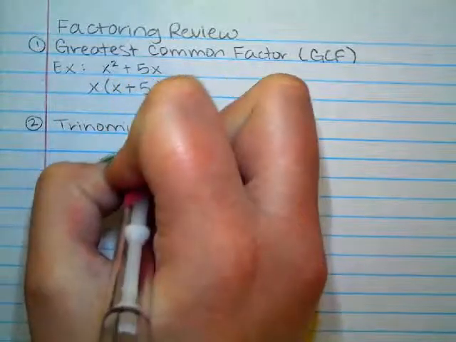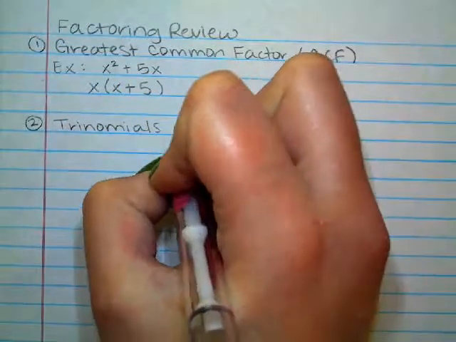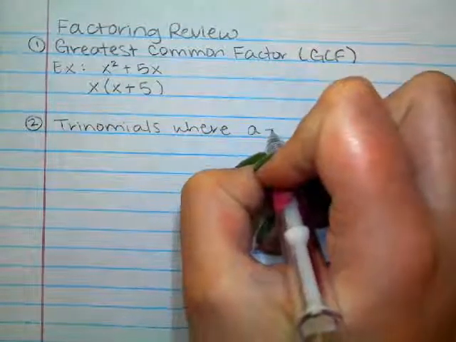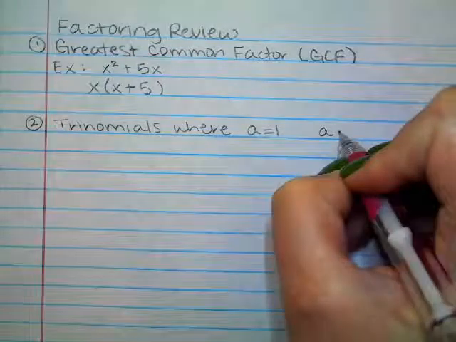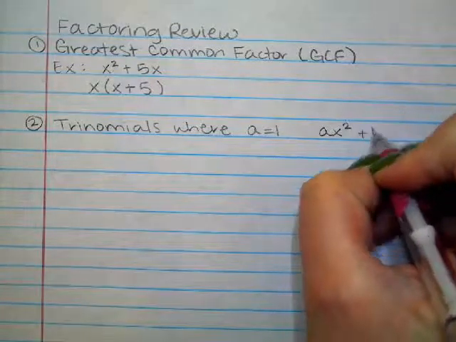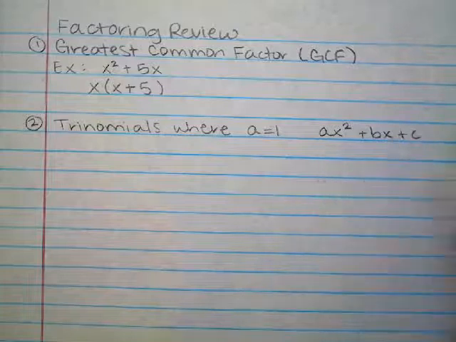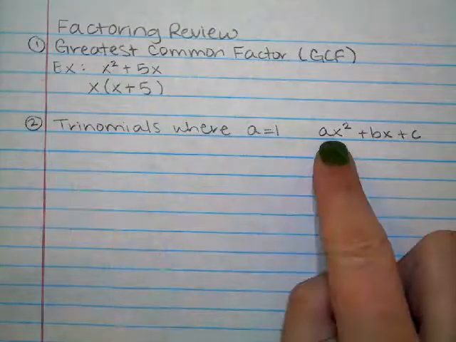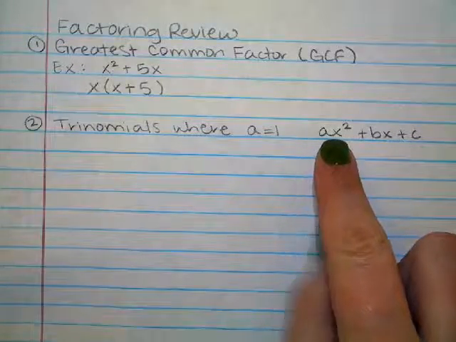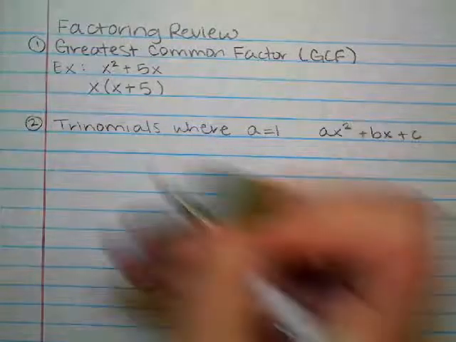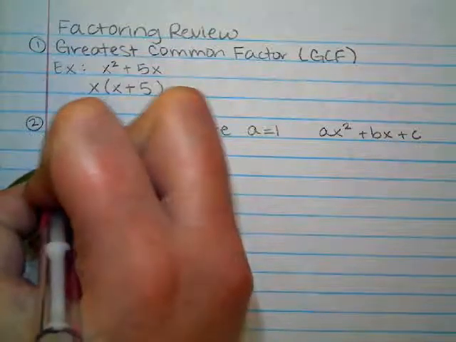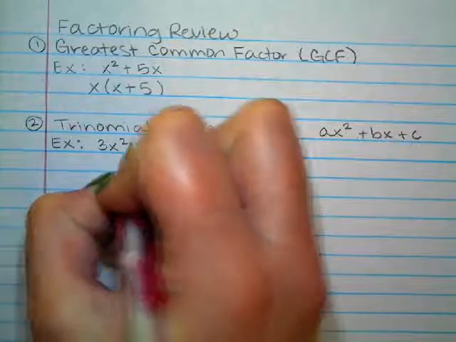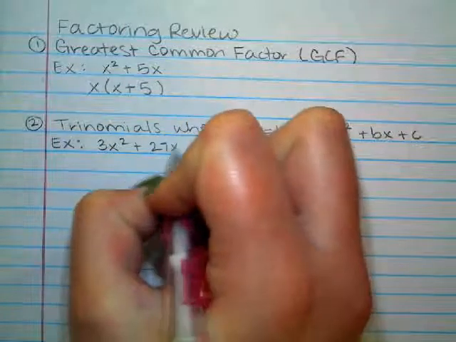So trinomials are quadratics that have 3 terms. So these are going to be written in the form ax squared plus bx plus c. And so the first type of trinomial we're going to look at is one where the a value is 1. So the x squared term is by itself. So for this example, we're going to write 3x squared plus 27x plus 60.